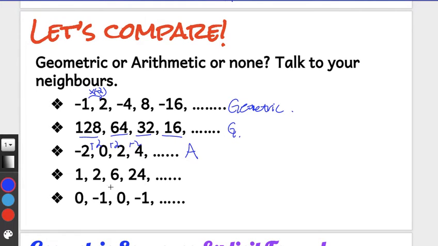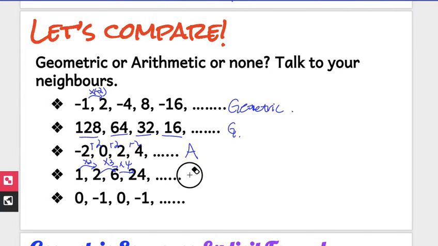And this one, from 1 to 2, can be plus 1, can be multiplied by 2, multiplied by 2, multiply 3, multiply 4. Apparently, this sequence has a pattern, but it's not multiplying the same constant number, so it's not geometric. Apparently, it's not adding either. So it's neither. It's not arithmetic, it's not geometric.